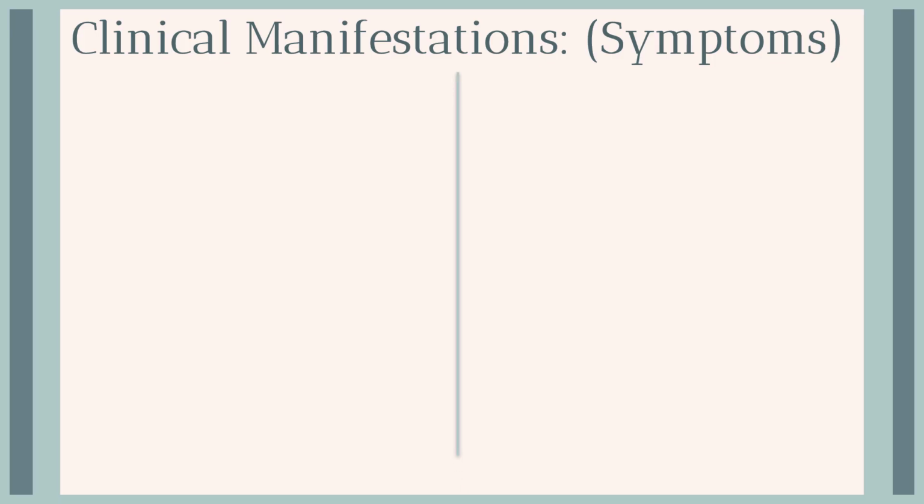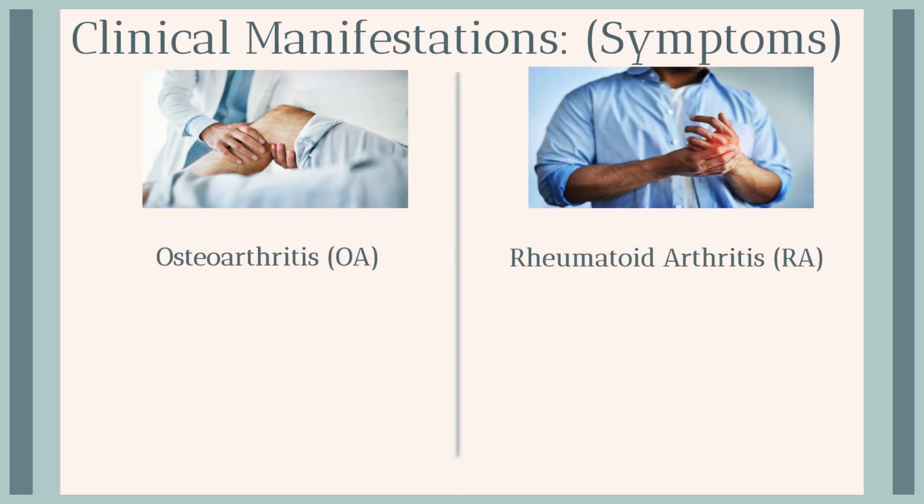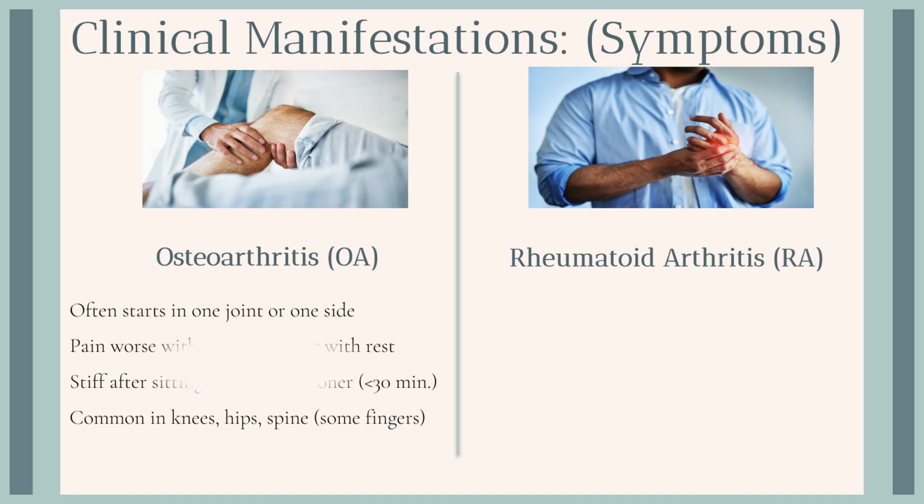When we talk about symptoms, OA and RA can both cause joint pain and stiffness, but they tend to show up differently. With OA, symptoms often start in one joint or one side at first, and the pain is usually worse with activity and better with rest. With OA, stiffness is common after sitting or first getting up, but it usually loosens up sooner, often within 30 minutes.